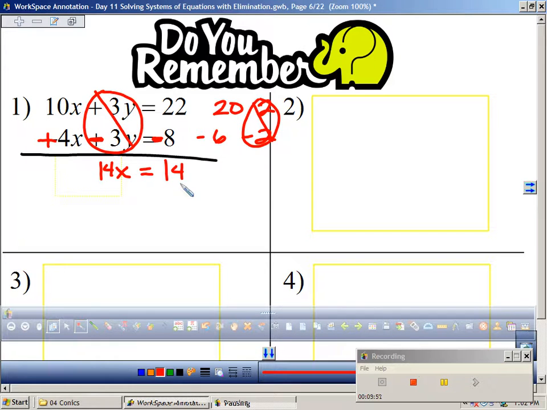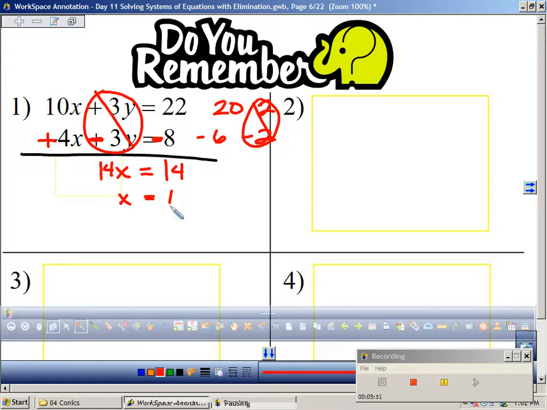Or you could just take 22 and subtract 8, right? I'm trying to get you to be able to do things like this, though, making sense of numbers. That's number sense. 14x is 14, so 1x is 1. What am I going to do with that 1? Sarah? Well, but let's wait for the question until we finish this. Kayla?